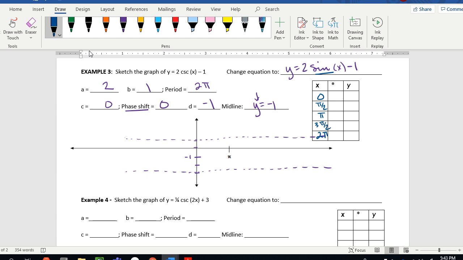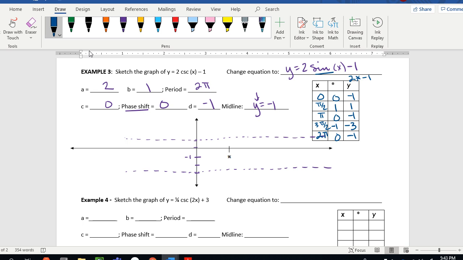Sine goes from 0, 0, 0, 1, 1, and the second one's negative. And then I'm doing 2 times sine minus 1. So that's going to be negative 1 on all the zeros. 1 times 2 is 2. 2 minus 1 is 1. Negative 1 times 2 is negative 2. Minus 1 is negative 3.